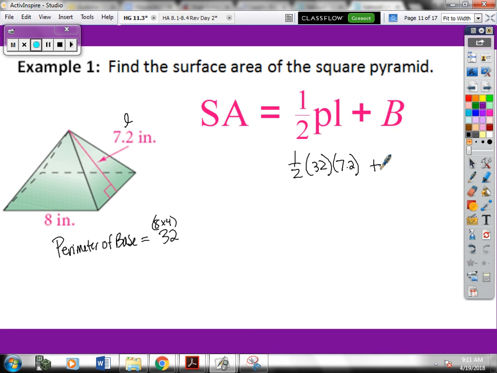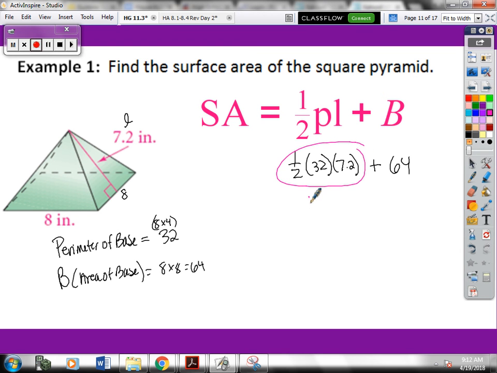Plus, what will the area of the base be? 64. 8 times 8. And then you can type that whole thing in your calculator, or you can do it piece by piece if you prefer. This will get me 115.2. Adding 64 to that, we'll get 179.2. And again, this is still square inches, because we're looking at just the surfaces.